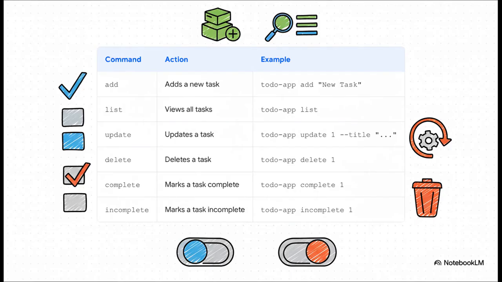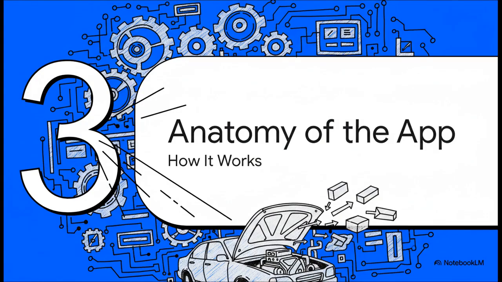So let's just zoom out for a second here. This table really sums it all up, doesn't it? Add, list, update, delete, complete, and incomplete. That's it. Just 6 simple commands give you total control. It's an incredibly focused and efficient little tool set. Okay, so we've seen what the app does. Now for the really fun part, how it all works.